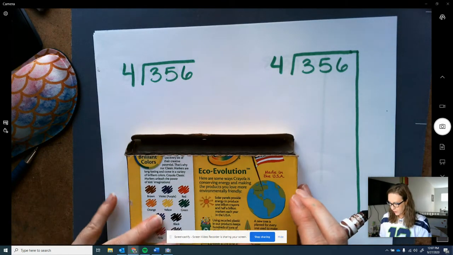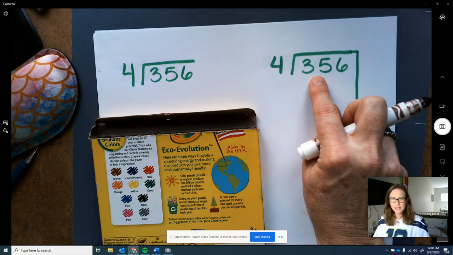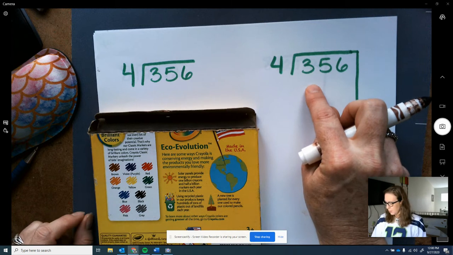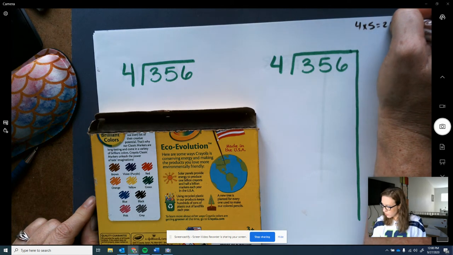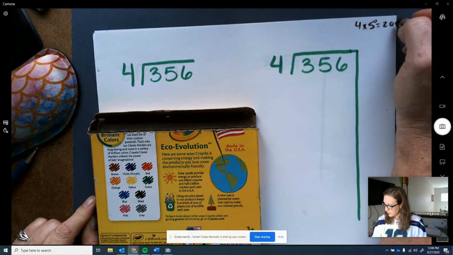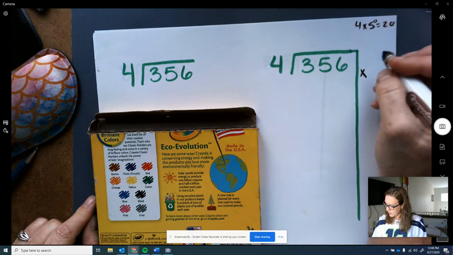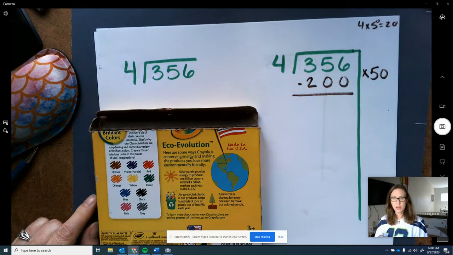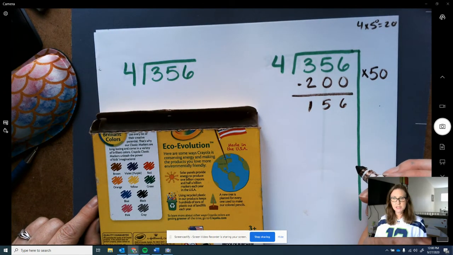So I'm going to think, well, I can take 356. Can I give everybody 100 pieces of bubble gum? No, I can't do that, can I? Because that would be 400, and I don't have 400 to give. But I could give everybody 50 because 4 times 5 equals 20, and 4 times 50 equals 200, and I have at least 200. So I'm going to give everybody 50, and I just gave away 200 pieces of bubble gum. So I still have, do the subtraction here, 156 pieces of bubble gum left.